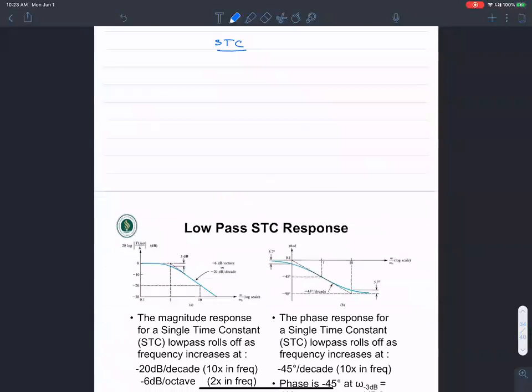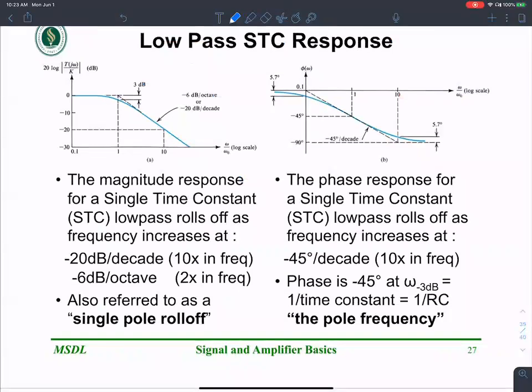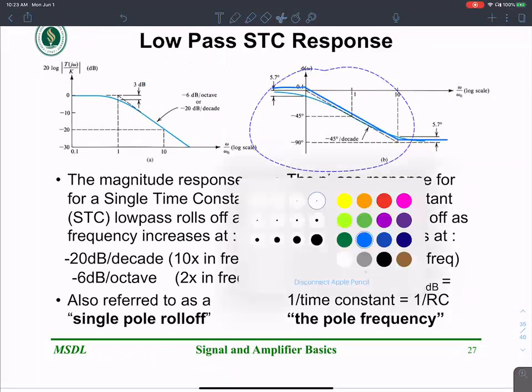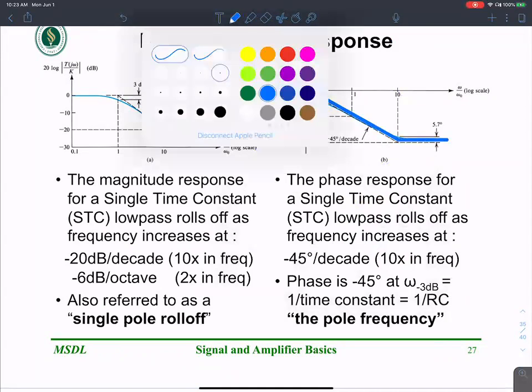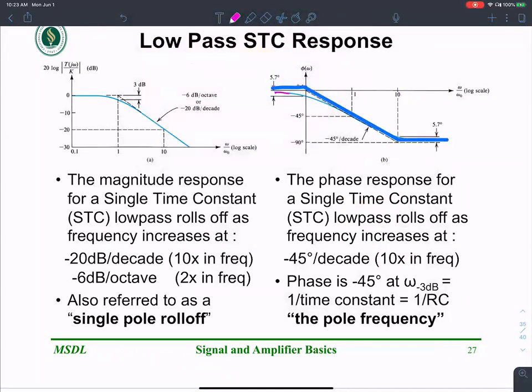So here is the low pass single time constant response. The approximation I made was along these lines. Shown in blue is the approximation, and the real behavior is going to be along those lines. So there is a slight difference between the real behavior and the approximation.